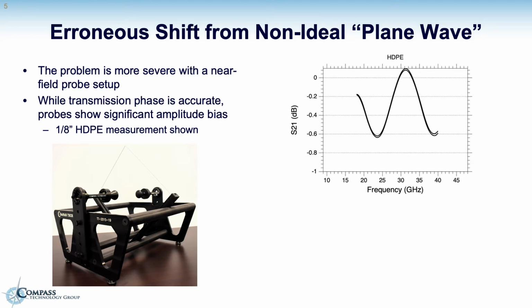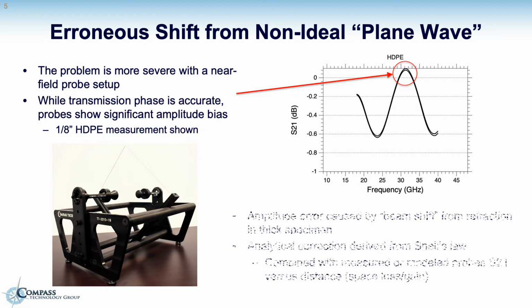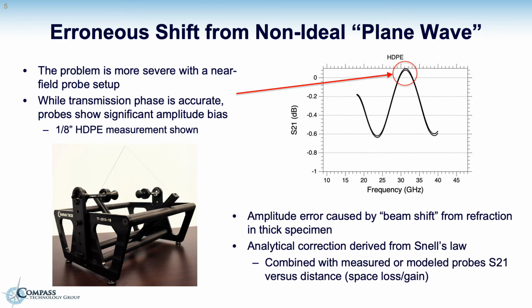So the plot on the top right shows the transmission coefficient, which we describe as S21, and this is the amplitude in dB for a high density polyethylene sample as a function of frequency. And you'll see the characteristic wiggle of constructive and destructive interference between the front and back surfaces of the sample. But you'll also notice, and I have it circled here, that the peak of the transmission coefficient goes above 0 dB. And of course that's non-physical, that would be gain, and this is a passive material. We should not be adding in any additional energy.